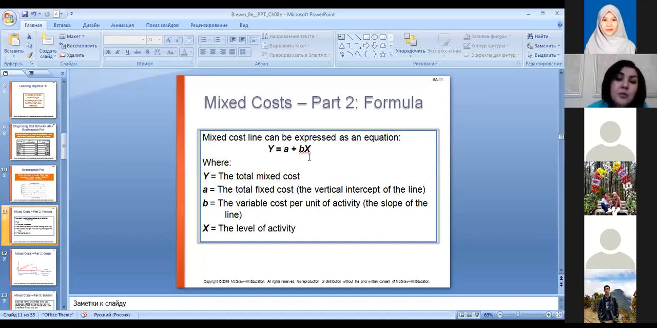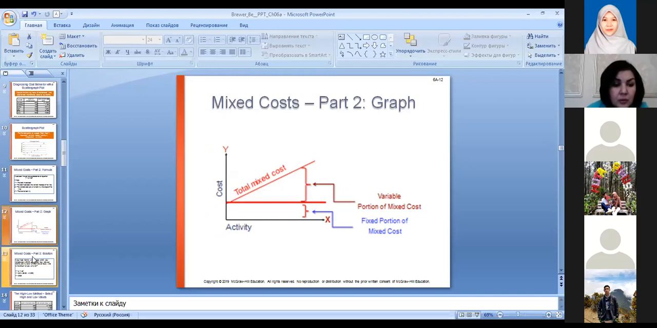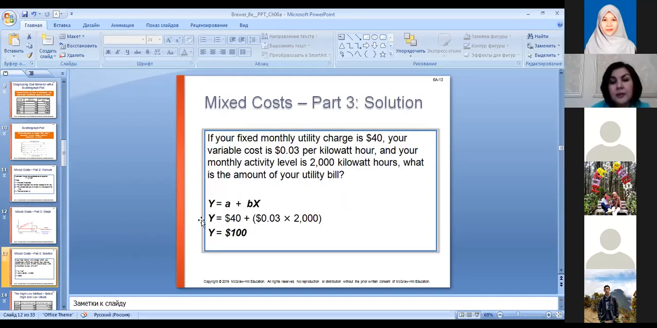For example, if we want to calculate what is the total cost for 850 units? When we know A, we know B, then we simply multiply B by 850 and add up these two types of cost, and we will get total mixed cost. Okay, and there is an example of how to use this equation.